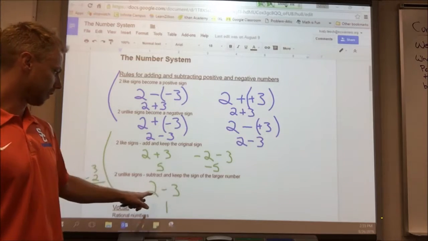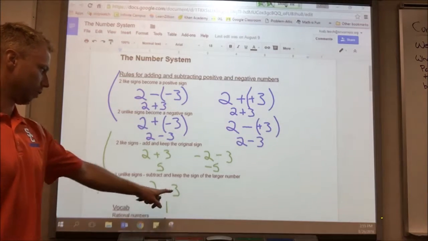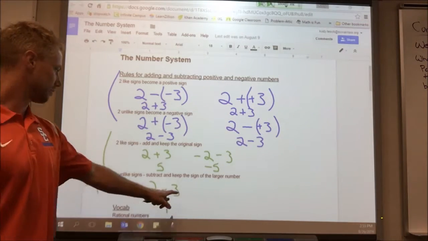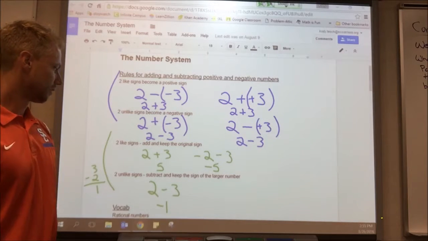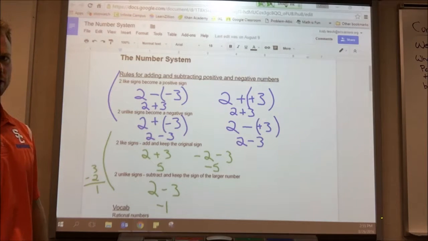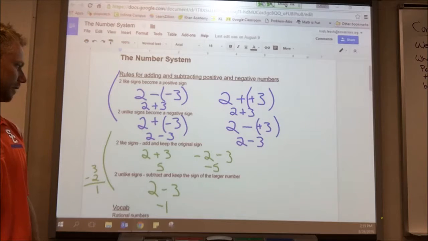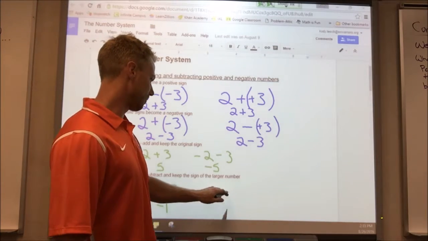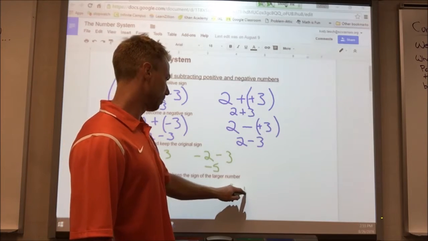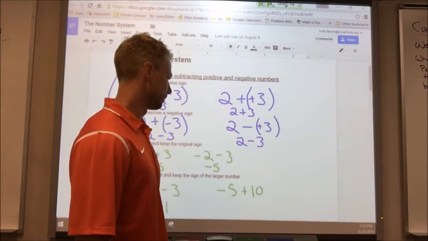What number is bigger, 2 or 3? Well, 3 is a bigger number. The sign in front of 3 is negative, so then we get an answer of -1. Okay? Let's do another example. Let's say we have -5 plus 10.